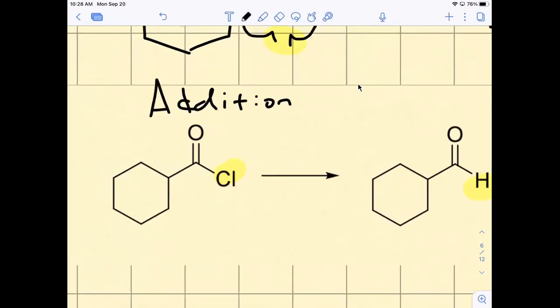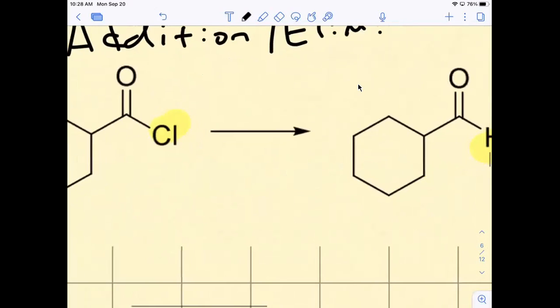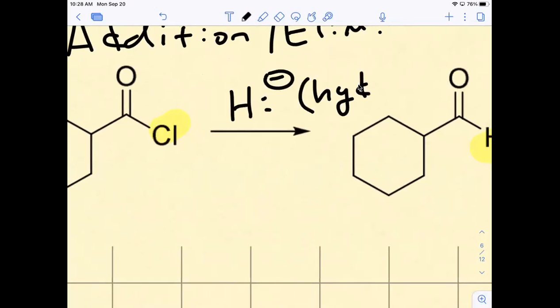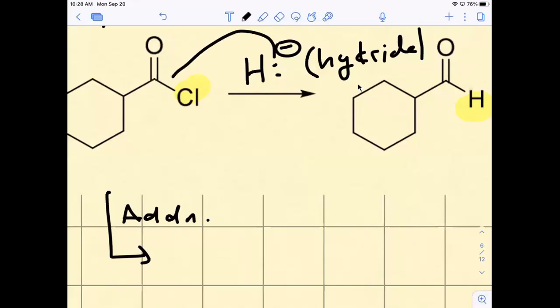And that's going to be followed by elimination. So let's do it. Let's show it. So here I'm going to add this, which is what we call a hydride. It's a negatively charged hydrogen. It's got a pair of electrons. It's a great nucleophile. So I'm going to add that. So this first step is going to be addition. I'm going to add it to the carbonyl.